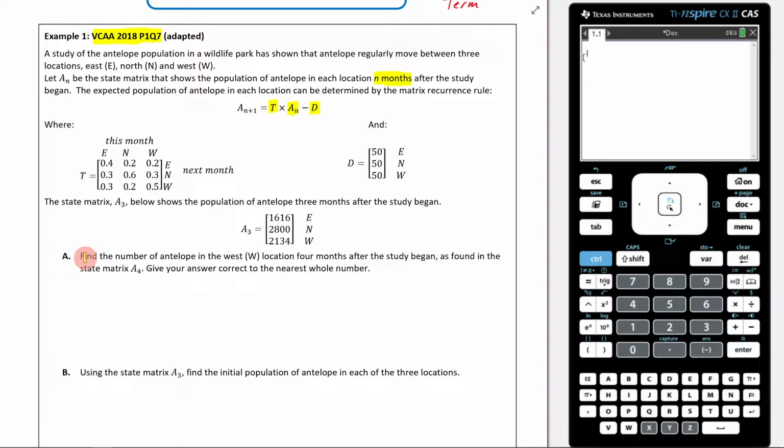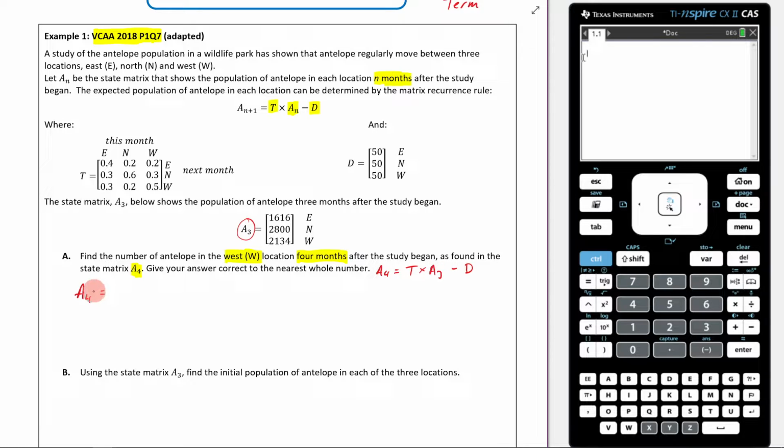What we want to do first off is find the number of antelope in the west location 4 months after the study began, as found in the state matrix A4. Give your answer correct to the nearest whole number. In order to do this, we're going to have to use our recurrence rule. This is useful because they've given us A of 3. So if we want to find A4, we're going to follow the rule up here. Let's write our rule: A of 4 is going to be T times A of 3 minus D. This is the rule that we're going to use here.